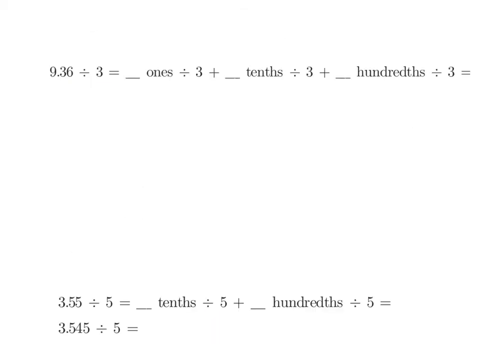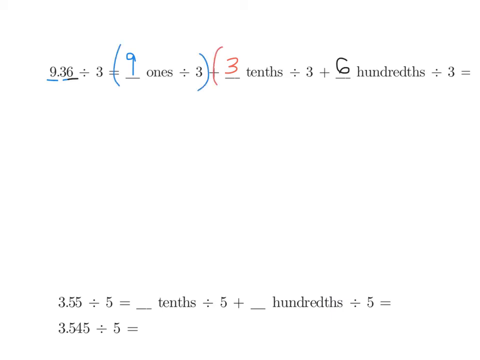When we have a problem like this, 9.36 divided by 3, it can be helpful to split things up into parts, just like we did when we had an area model. Okay, we have 9 ones. Do you agree? And then we have 3 tenths. And then we have 6 whats? 6 hundredths. We can divide each of those parts by 3 separately.